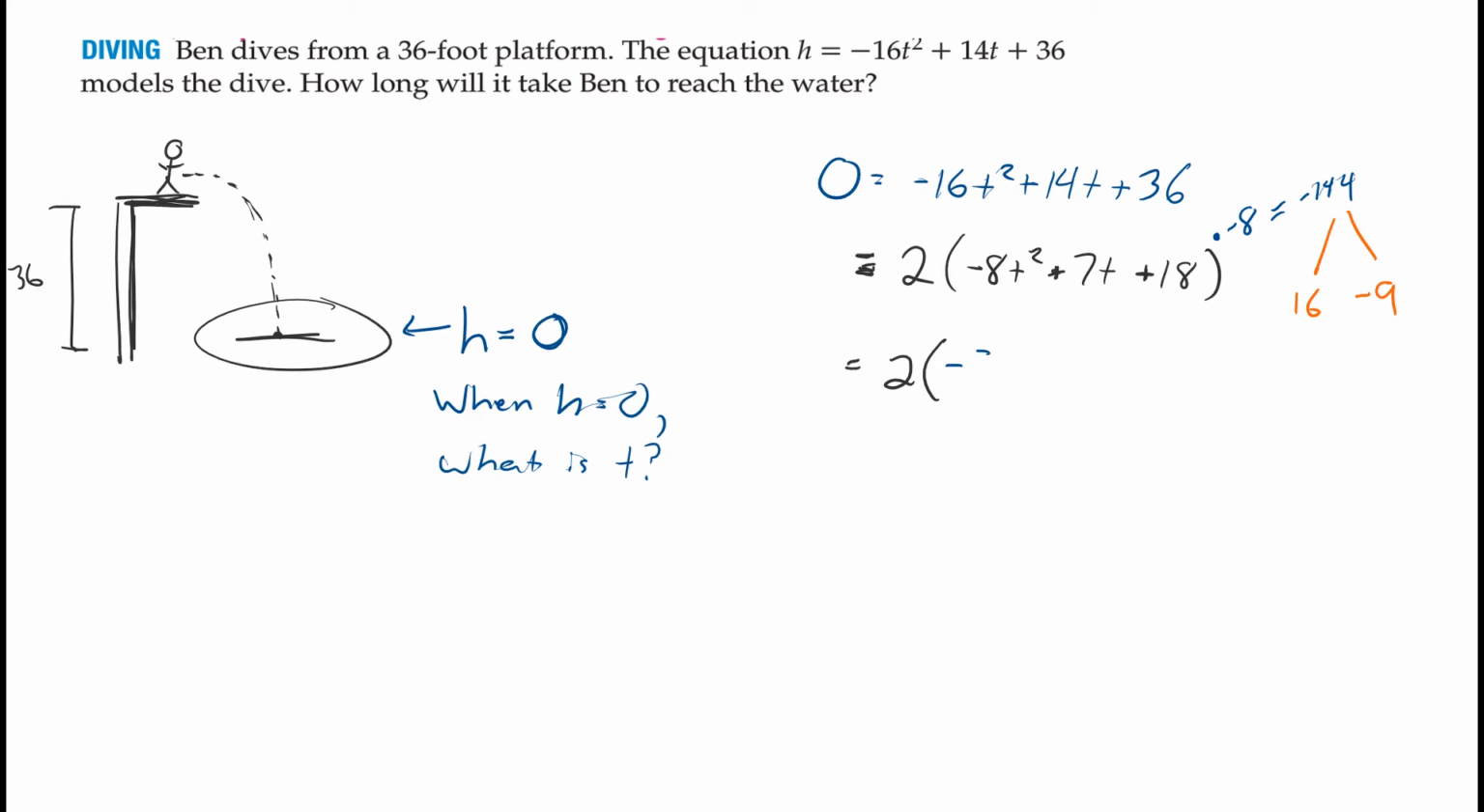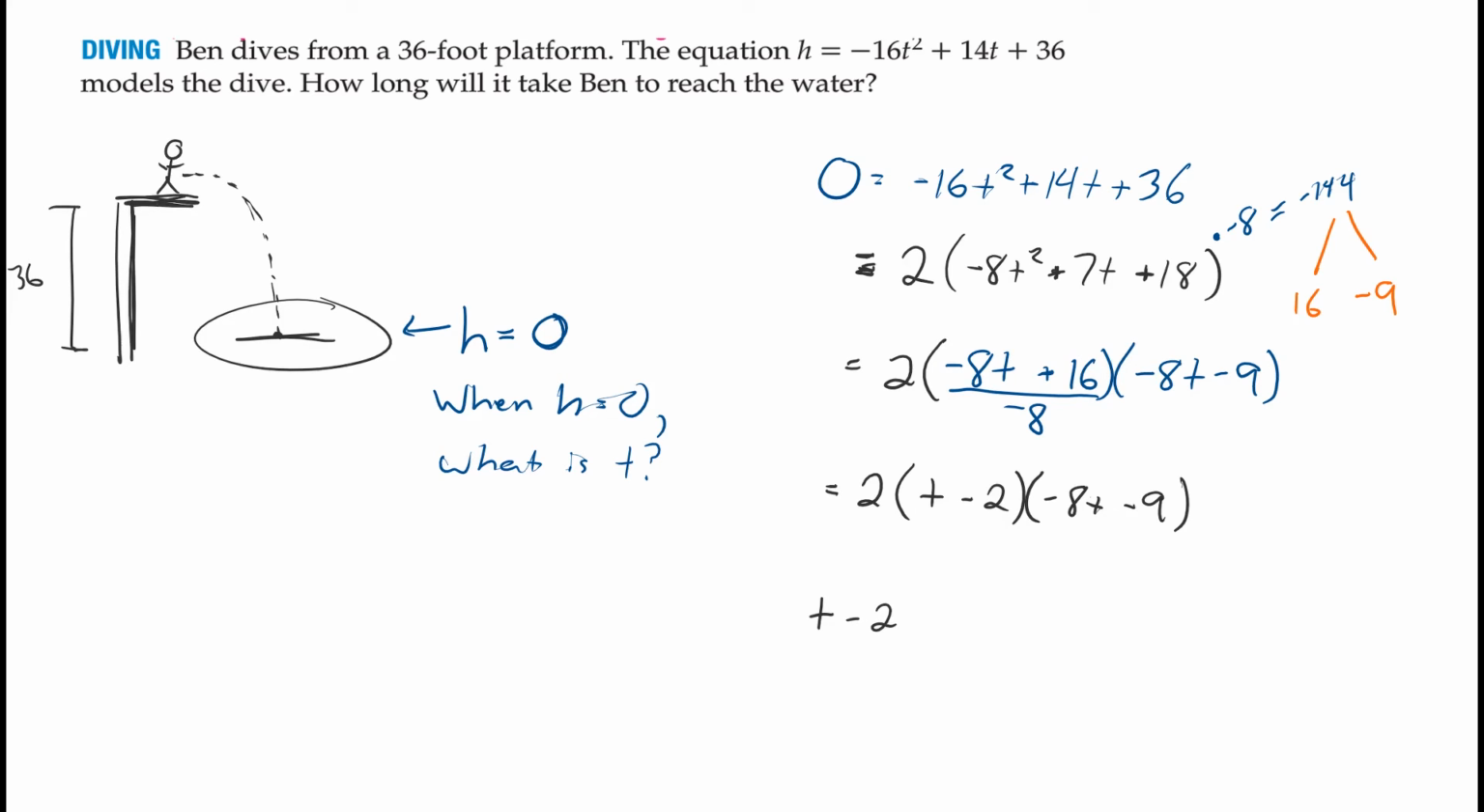All right, so I jump right to the factors 8t plus 16 times negative 8t minus 9. But then by the dividing out method, I have to divide one of these by the lead coefficient of negative 8. So in the end, I'm left with 2 times t minus 2, after that first factor is divided by negative 8, and then negative 8t minus 9. And I'm looking for the value of t, not just to factor this. So I set each of my factors equal to 0. t minus 2 is equal to 0. Negative 8t minus 9 is equal to 0.